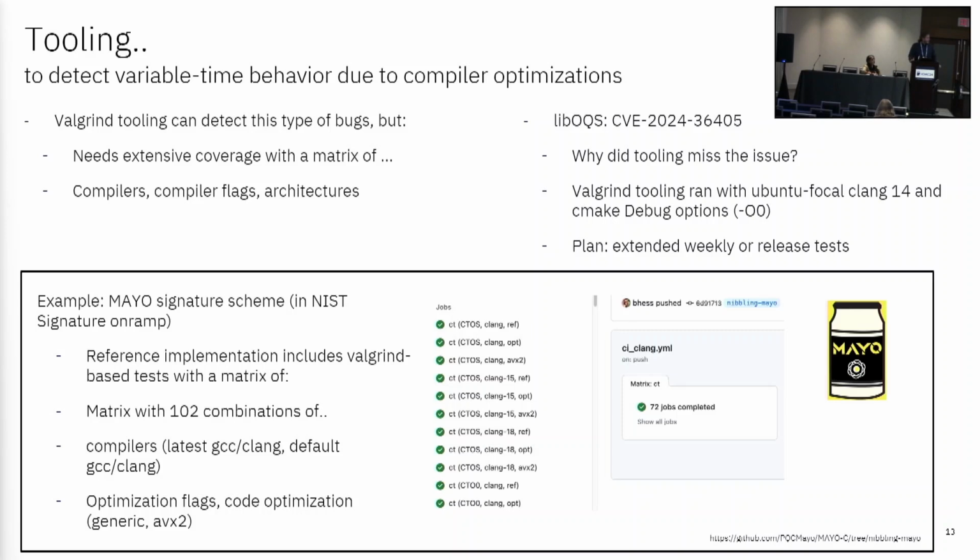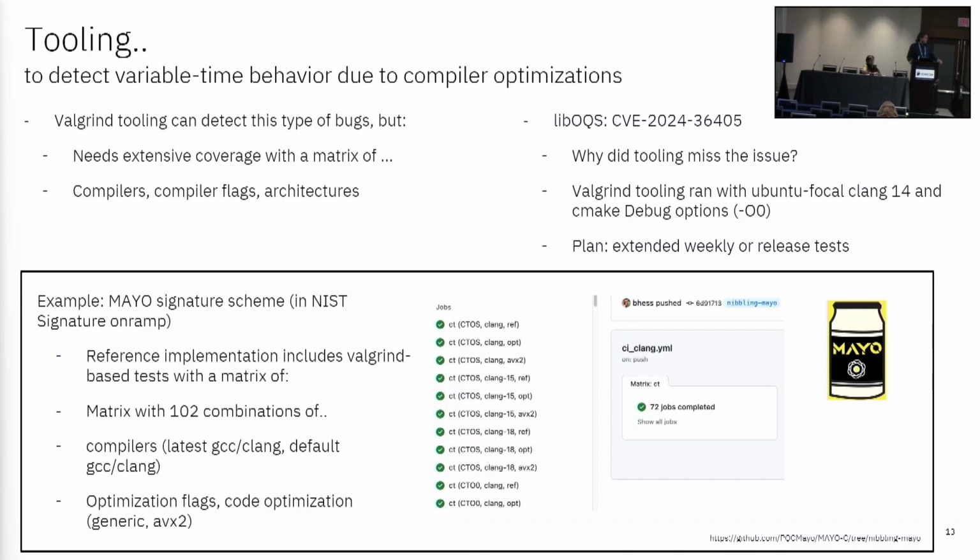And yeah, the example of libOQS, there was also a CVE for that, is that the Valgrind tooling there did miss the issue because the testing was using Clang version 14, which did not show this regression yet. So the plan is there basically to extend the tooling, as part of the weekly build.